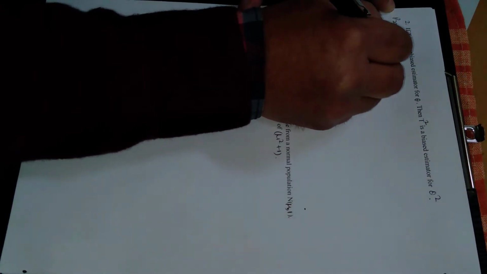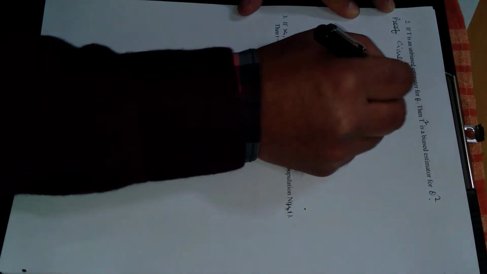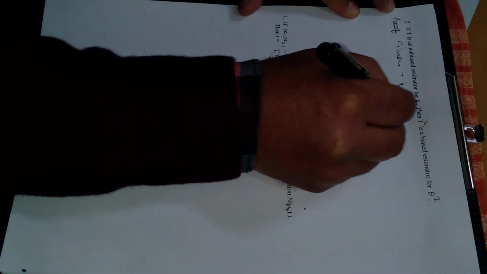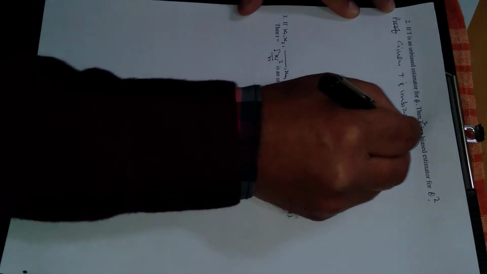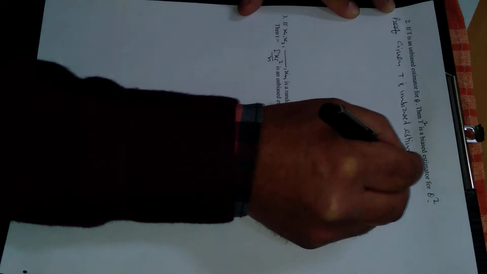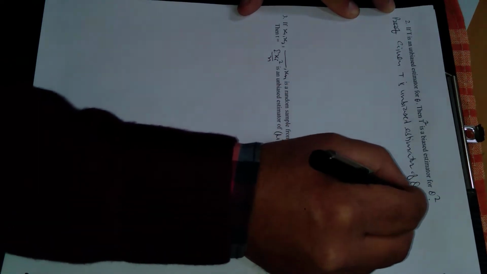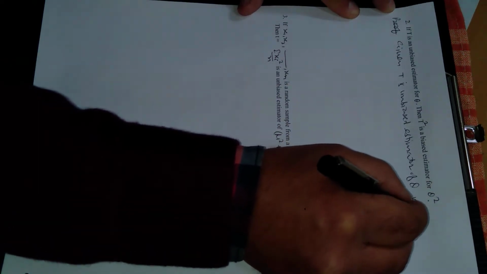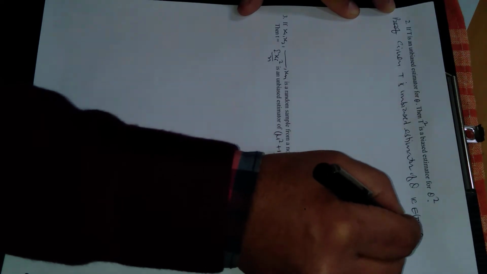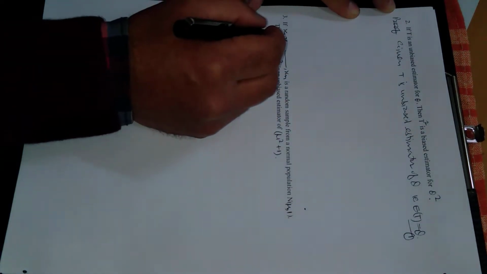Given: T is an unbiased estimator of theta. Unbiased estimator means that the expected value of T must be equal to theta. Let us put this to be equation number 1.